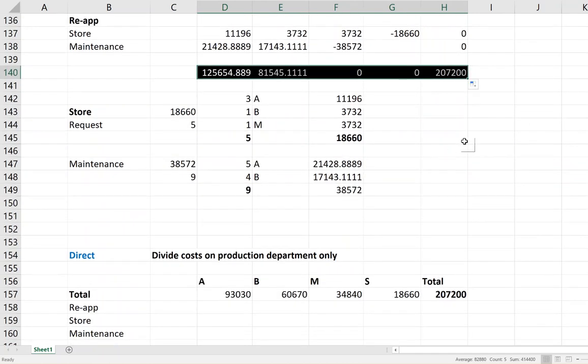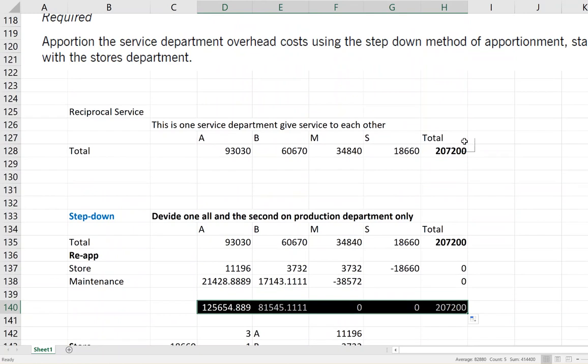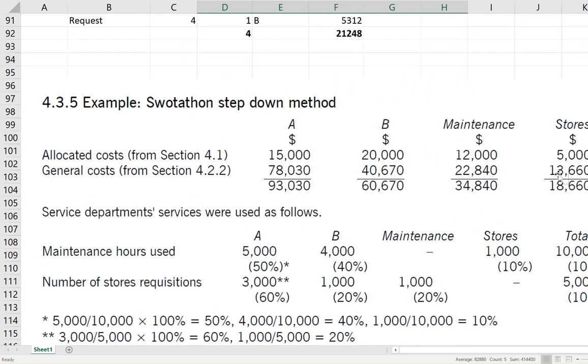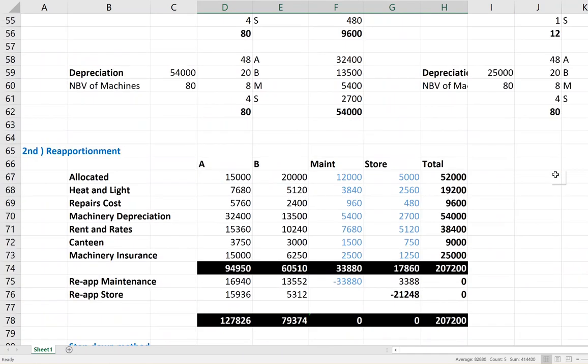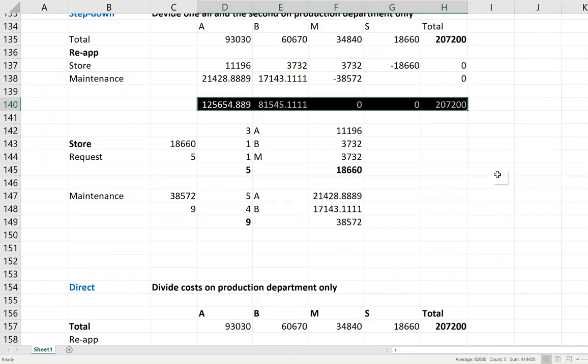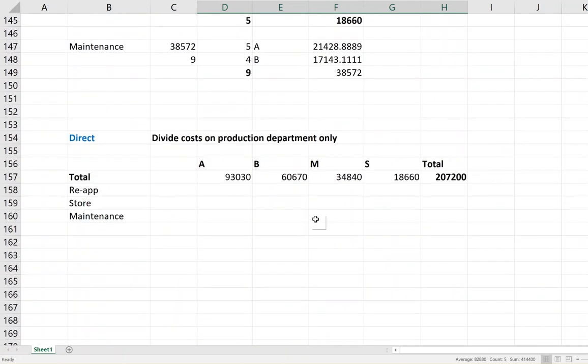Okay? So this was step down method. Step down method is used in a situation where we have one department giving service but the other one not giving, like we had here, or even if there is reciprocal service, we can still use step down method. Another method is direct method. As its name suggests, when we have reciprocal service departments giving services to each other, instead of apportioning cost on service departments, we are going to directly divide it on production department.